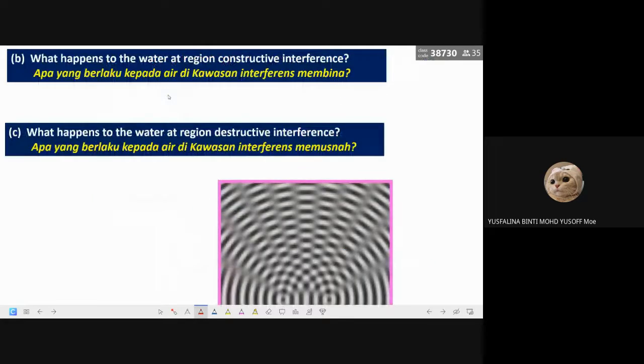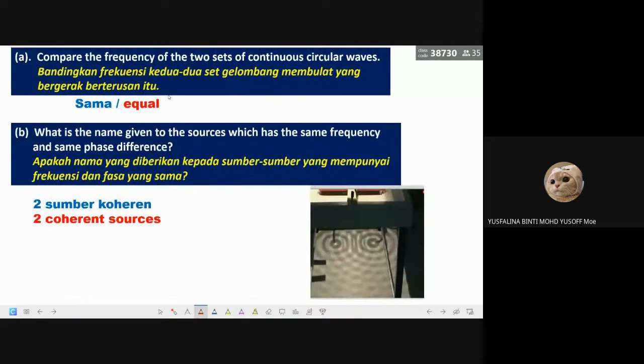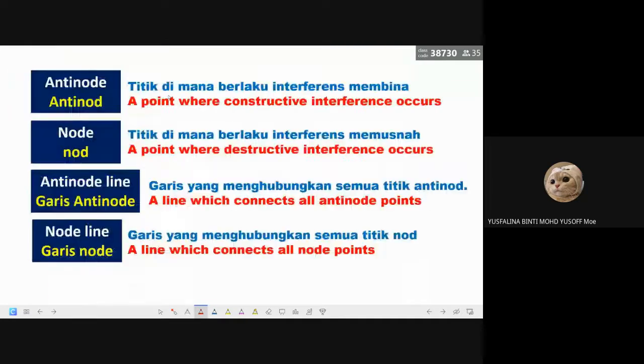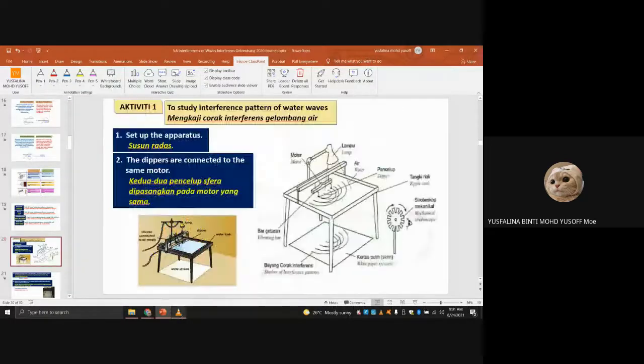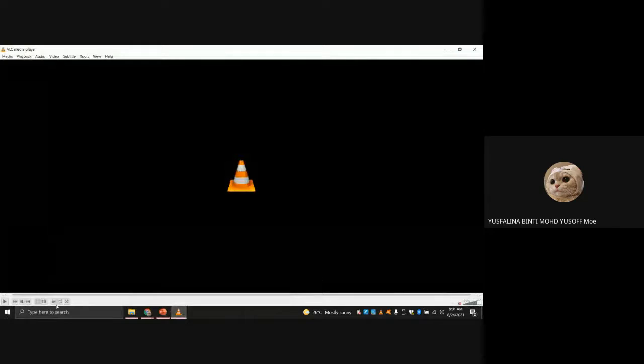Okay, we go back to the previous slide. This one is actually the experiment to see the interference pattern of water waves. So I have a video for you. In this one they use a ripple tank. So this is the interference.